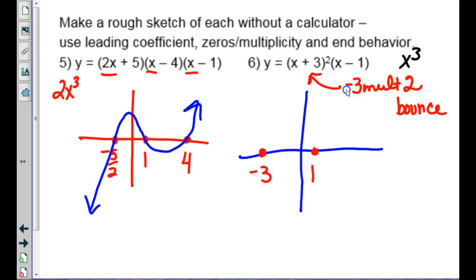Okay, where does it start if it's a positive leading coefficient and a degree 3? From on the left side, is it going to start top or bottom? An x cubed looks like this. Is there a negative that flipped it over? Nope. So it's going to start down here. When it hits -3, what's it going to do? Bounce. So then what's it going to do at 1? Go back up and cross.